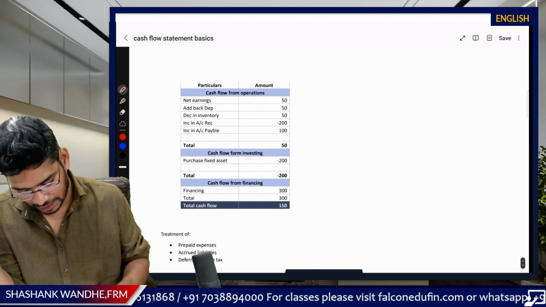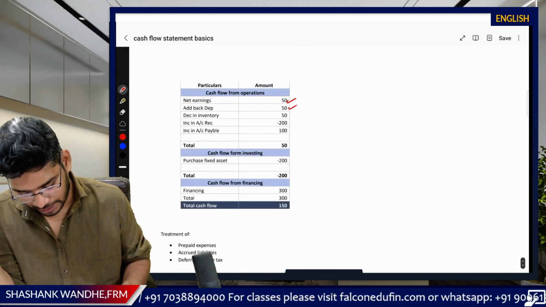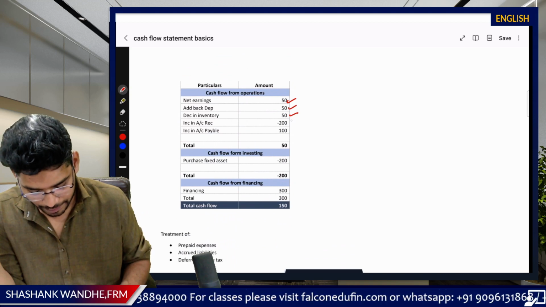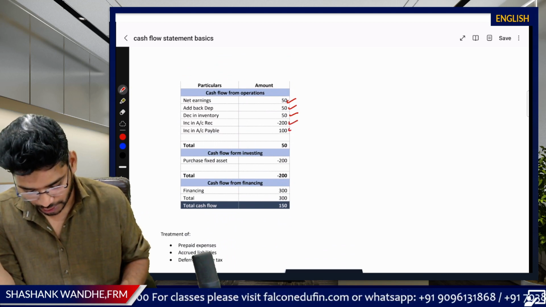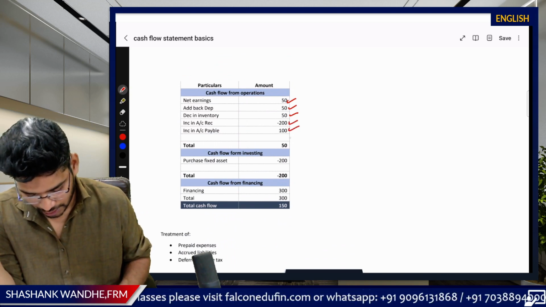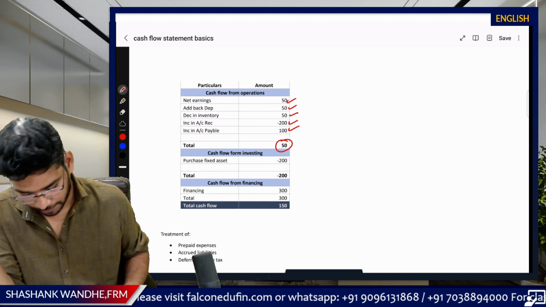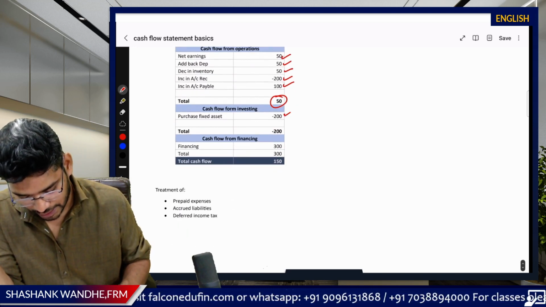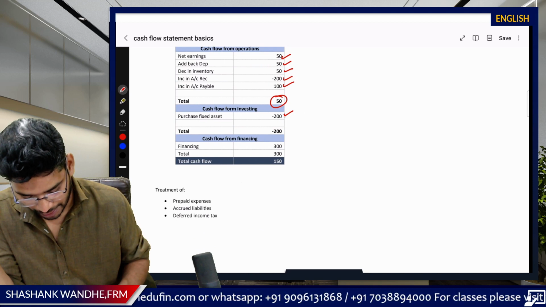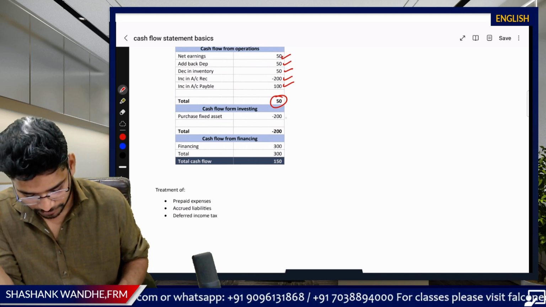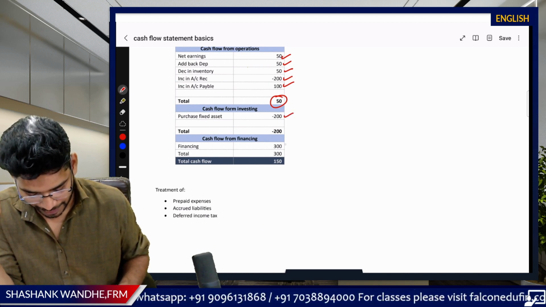So let's see now the cash flow statement. We'll start with the net income. Add back depreciation, decrease in inventory added, increase in receivable reduced, increase in payable added. Cash flow from operations 50. Fixed asset purchase minus 200. Okay, utilization of cash, and financing.